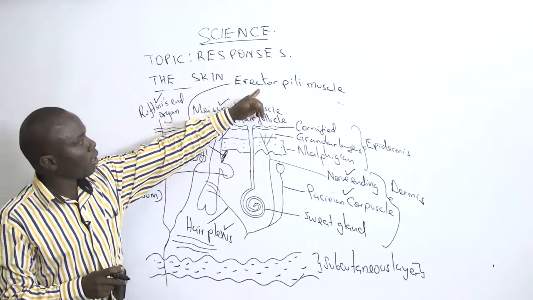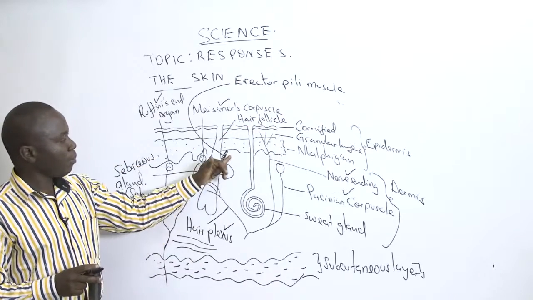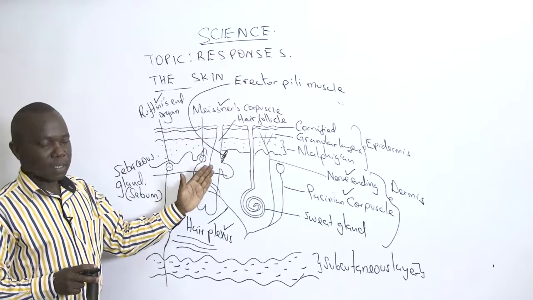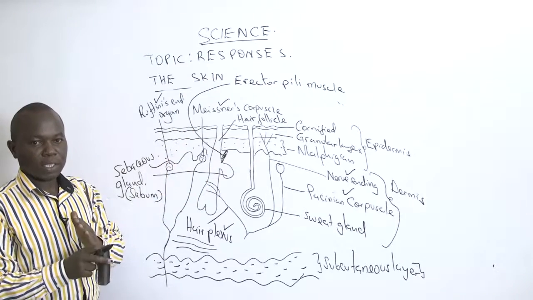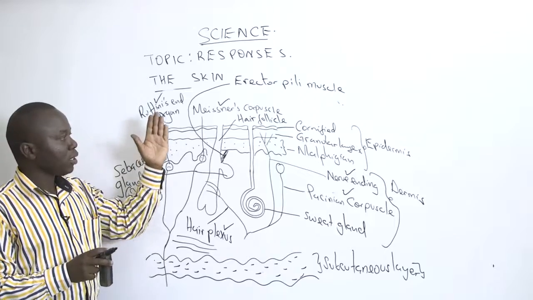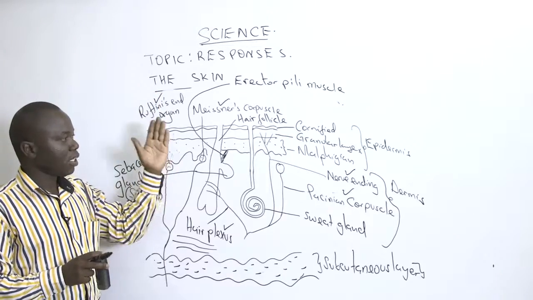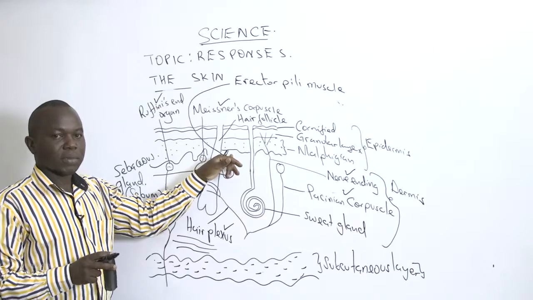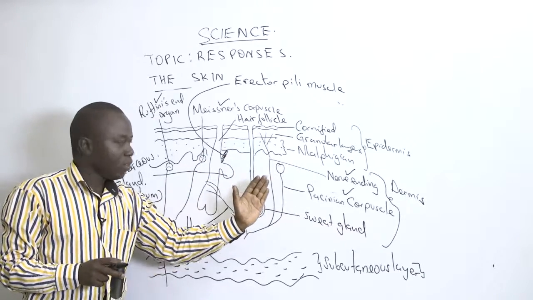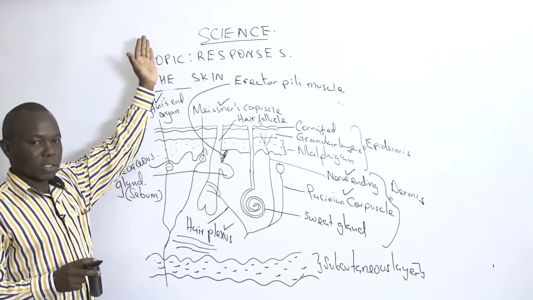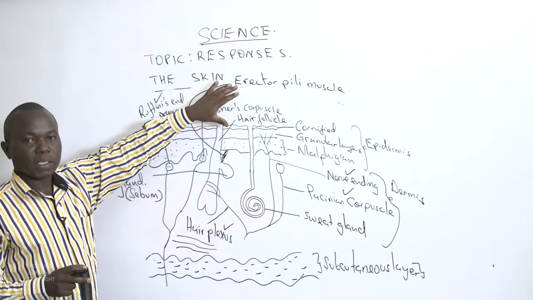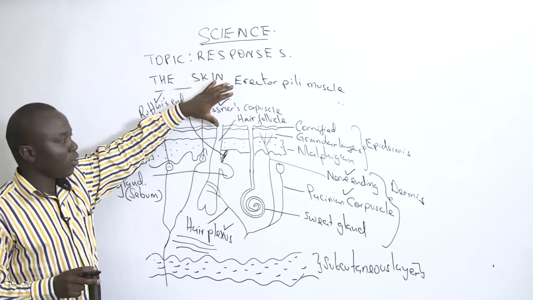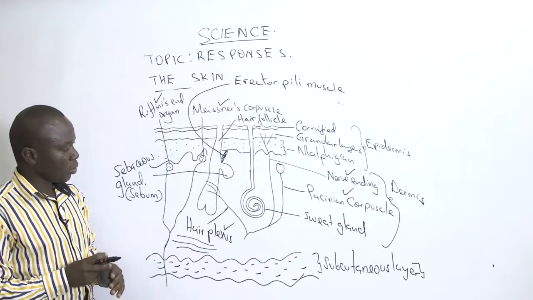I've mentioned a muscle here, the erector pili muscle. Erector pili muscles are also involved in temperature regulation. It's going to alter the position of the hair on the skin. If it is cold, the hair is supposed to stand on the body. That's why you develop goose pimples. The erector pili muscles contract when it is cold. It pulls this hair follicle on this side, and then the hair stands straight on the skin. And in the process, it traps more air. Air is a poor conductor of heat. So less heat will be lost to the surrounding.